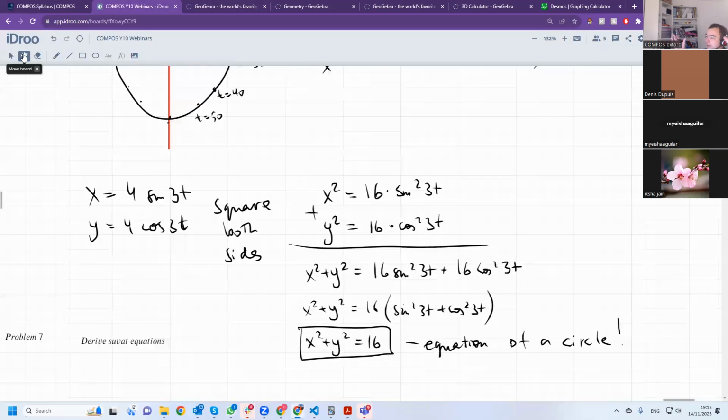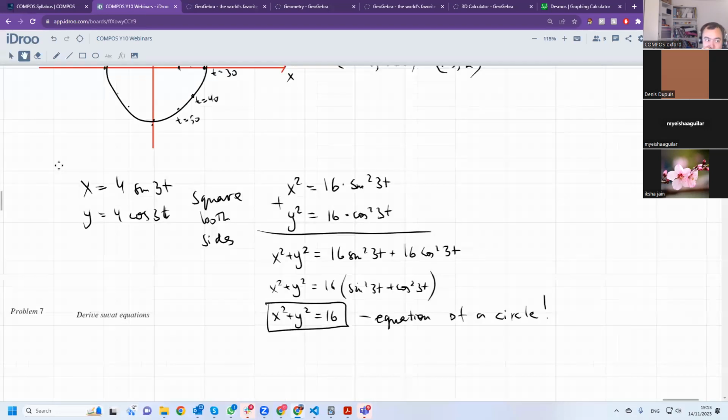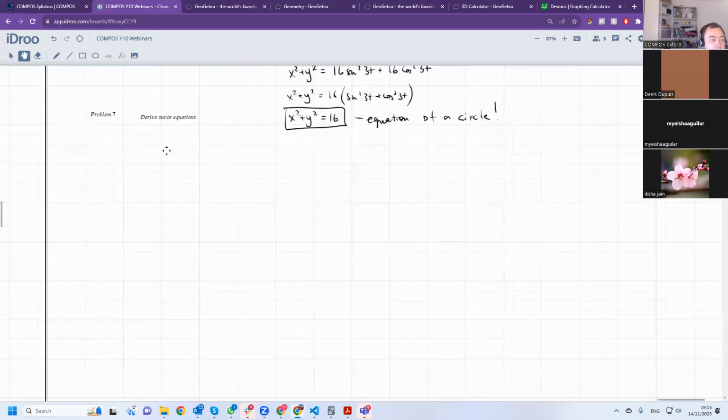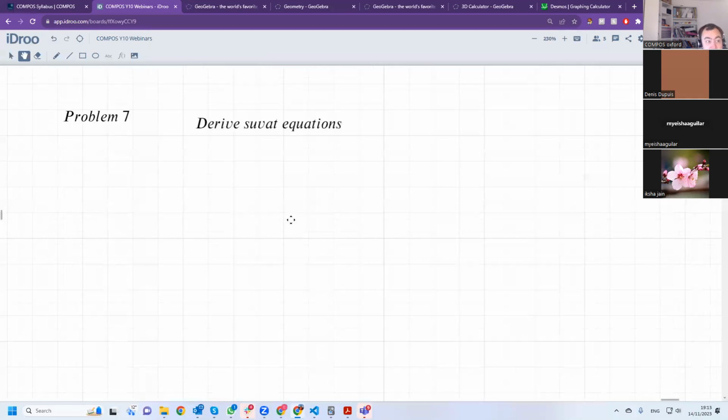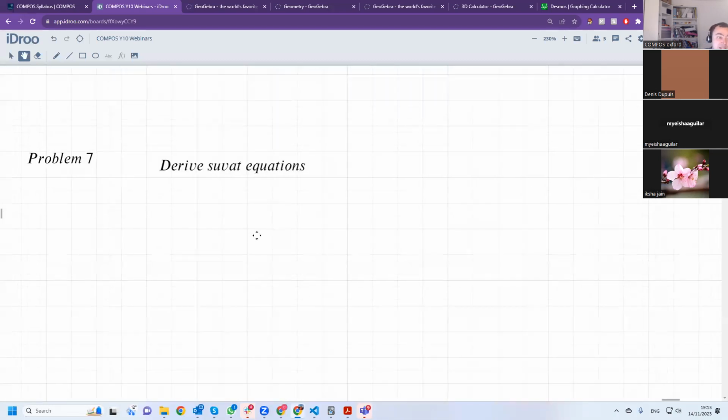So the takeaway from this session is that an equation of motion describes the position of the object at any given time. And finally, what I want to do is to derive the Suvat equations. You might have done this before, you might never have done this before, you might not know what Suvat equations are. There are 4 of them. In GCSE, you have 2.